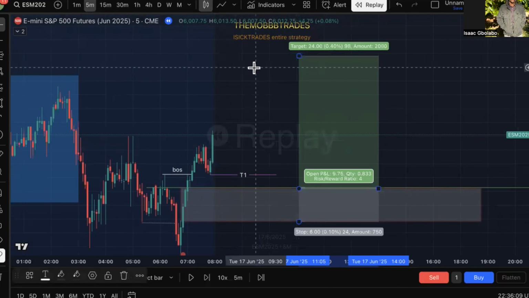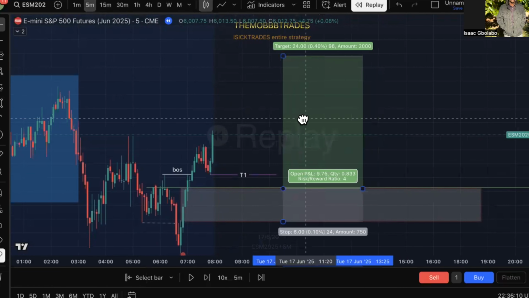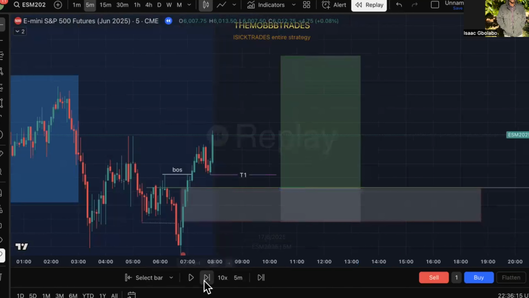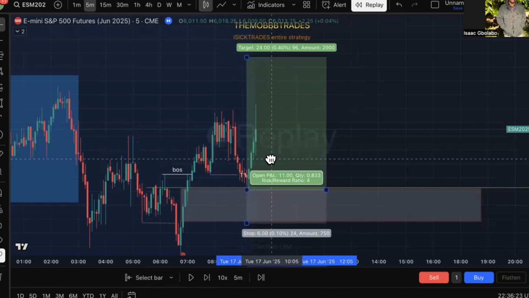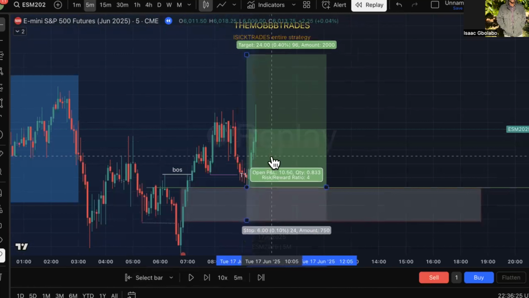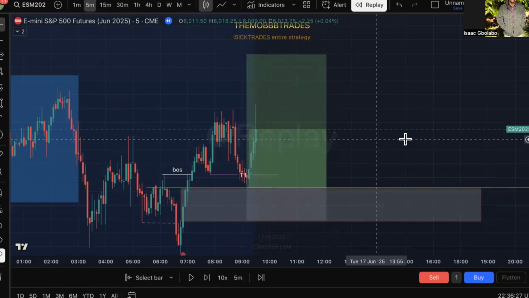Now, boom, this would be the 1 to 4 you're aiming for. And of course, at that point, you just wait for the market to come to your area. Boom. So we are now tagged in the trade. And as you can see, we ran up very nicely.